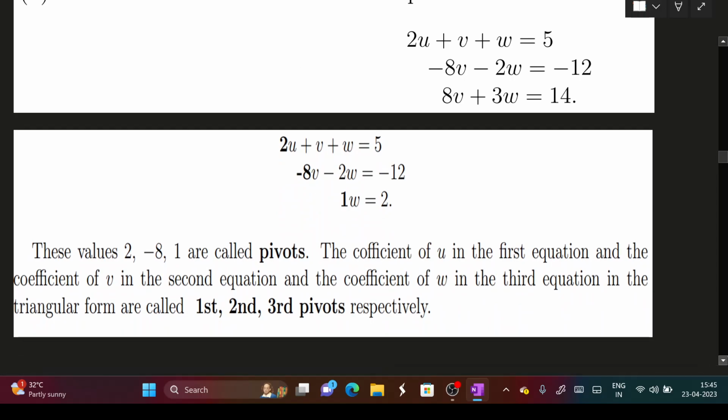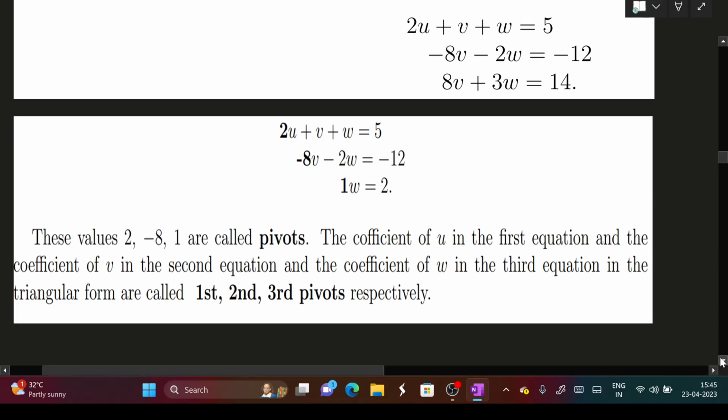The coefficient of U in the first equation, the coefficient of V in the second equation and the coefficient of W in the third equation of the triangular form are called the first, second, third pivots respectively. Here the presence of pivots will give us a unique solution. If the full set of pivots is there, then the system of equations will have a unique solution, because W will have a unique value, V will have a unique value, and U will have a unique value.